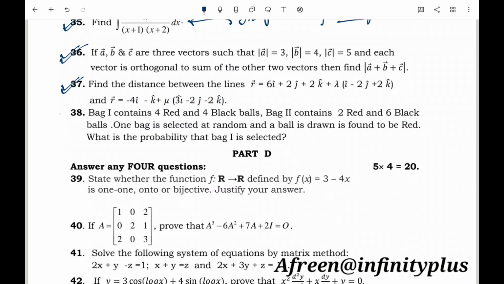So last but not the least from this part, it is the probability question 38, which will be compulsory in all the question papers whichever you will be encountering. So let's move on to this last question.